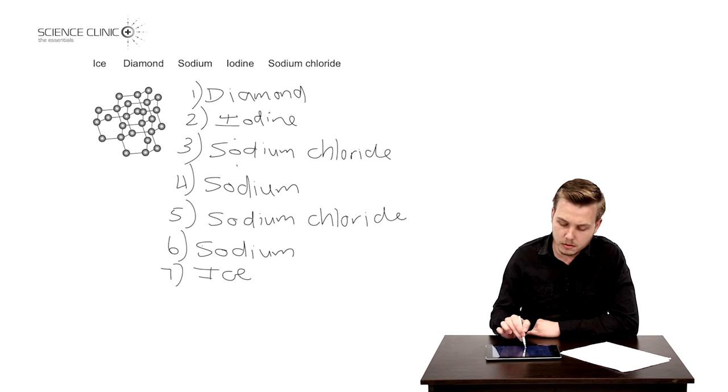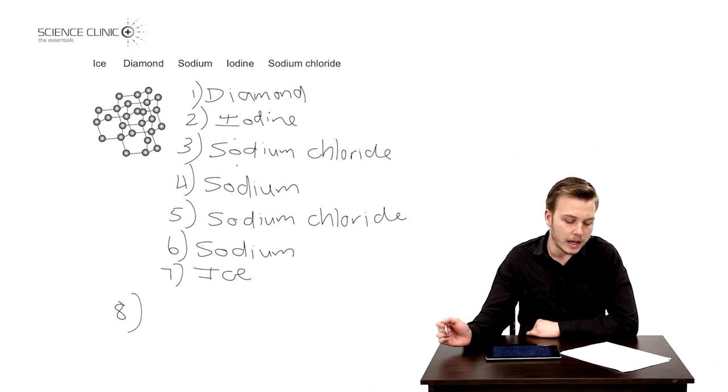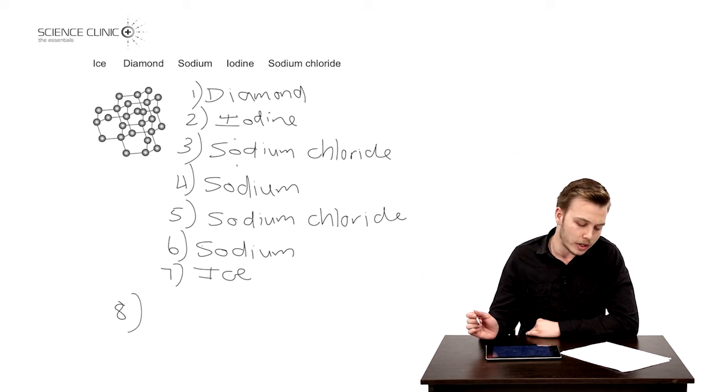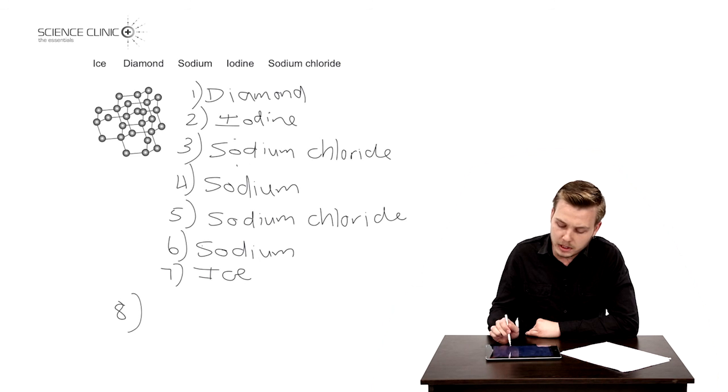And number 8, an allotrope of carbon. Now remember, allotropes are different forms of the same element. So carbon can be found in different forms on Earth. It can be found as Buckminster fullerene balls, or it can be found as diamond or coal. So an allotrope of carbon would be diamond.